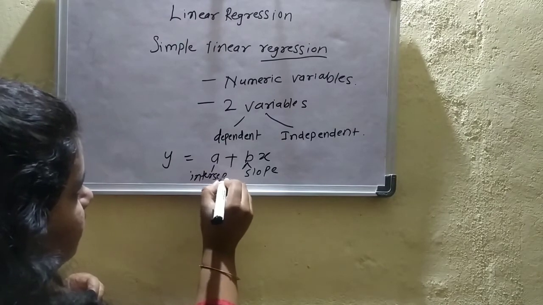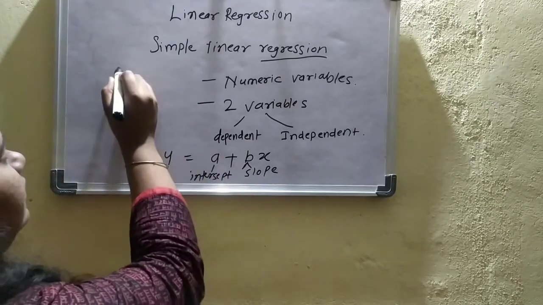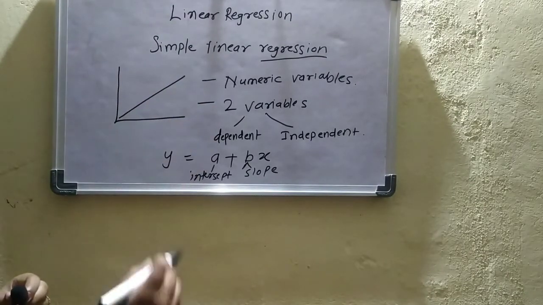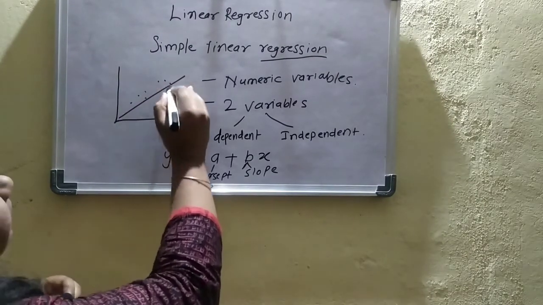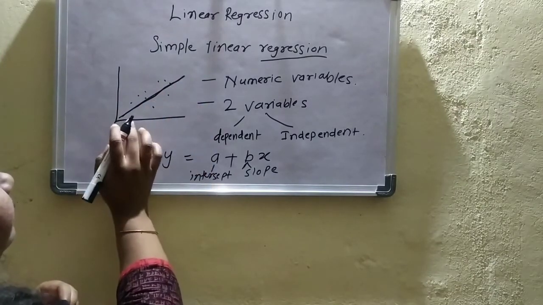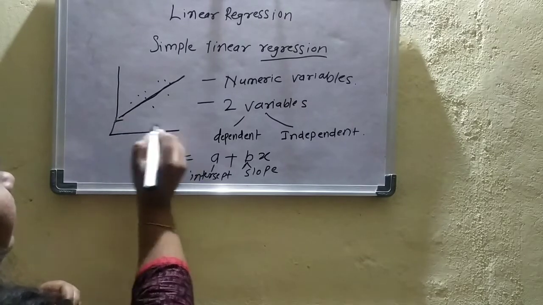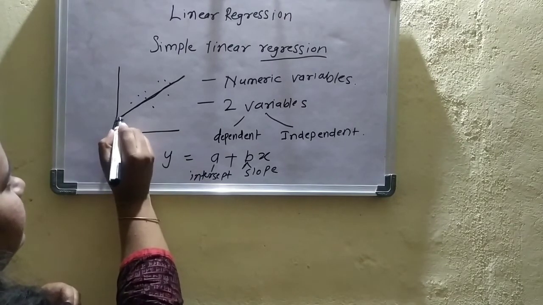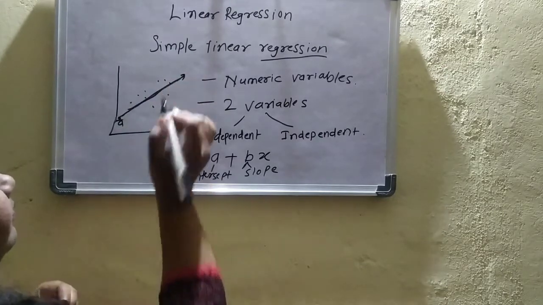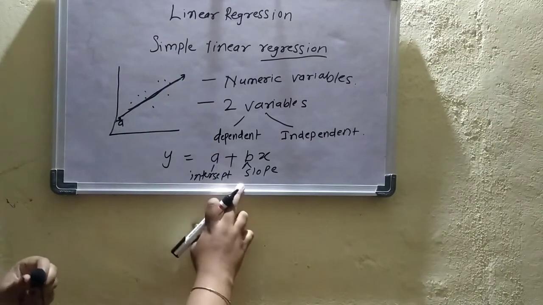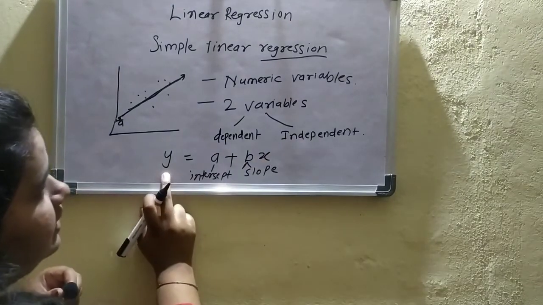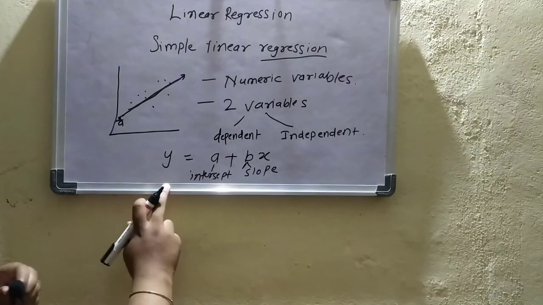If we see it in a graphical format, we can draw the simple linear regression as a straight line graph. In the straight line we can plot the points based on the straight line distribution. This straight line is known as the slope, and the point that intersects with the y-axis is known as the intercept. So we have to calculate these things. How we will get the b, how we will get the a, we will see in the further slides.